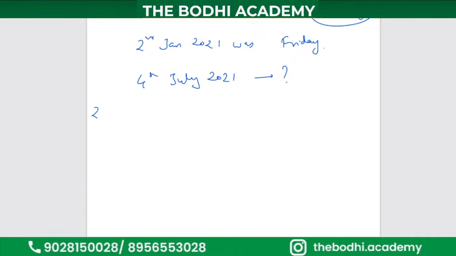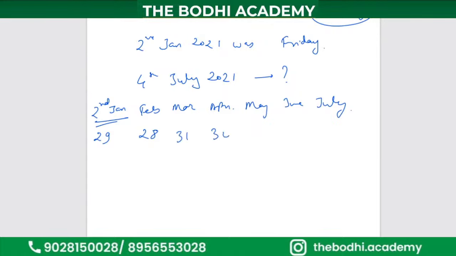Similar way, because here we don't have to change the year. 2nd Jan is given, then Feb, March, April, May, June, July. In Jan we have 29 days remaining. Feb we have 28 days because it was 2021. March we have 31 days. April we have 30 days. May we have 31 days. June we have 30 days. And July we have 4 days.